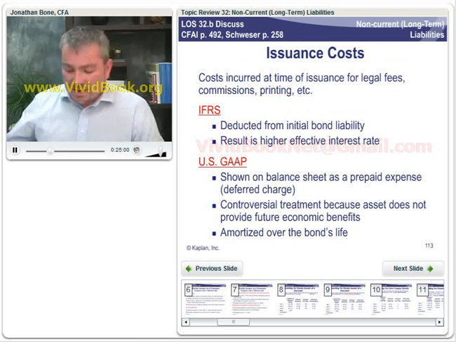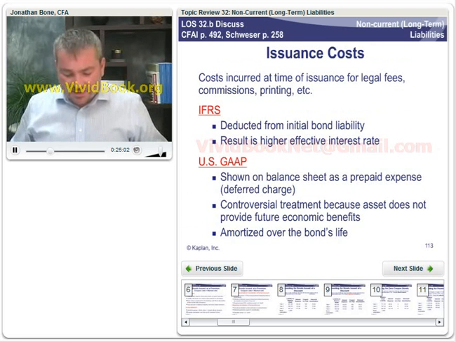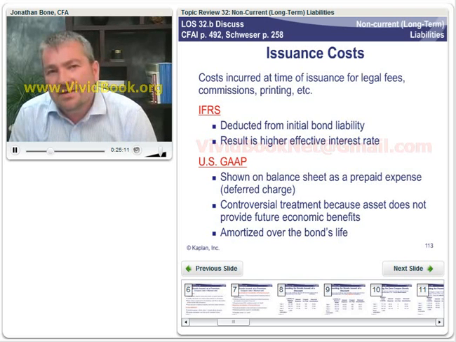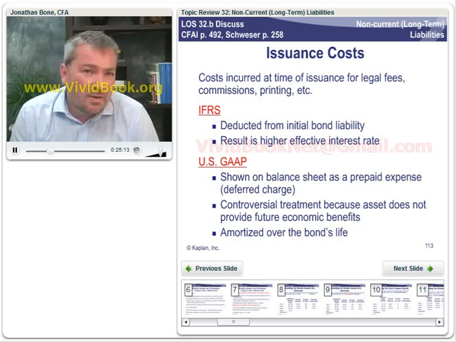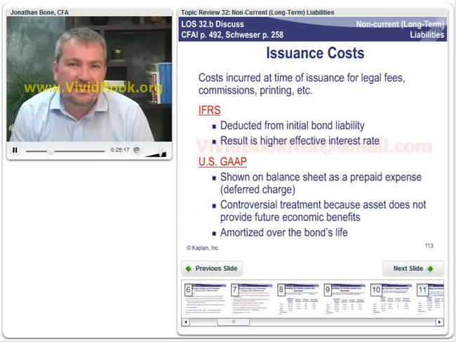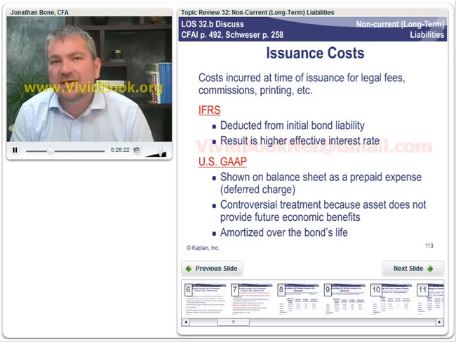So let's talk about issuance costs. We briefly mentioned these right at the start of our study set, of our reading here. Issuance costs are treated rather differently under IFRS and US GAAP. So what are issuance costs? All of the costs of issuing your bonds, so legal fees, underwriting, printing of prospectuses, commissions to brokers, etc.